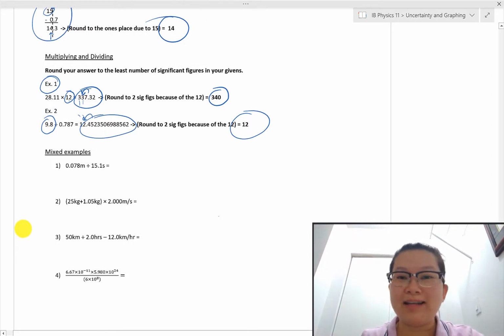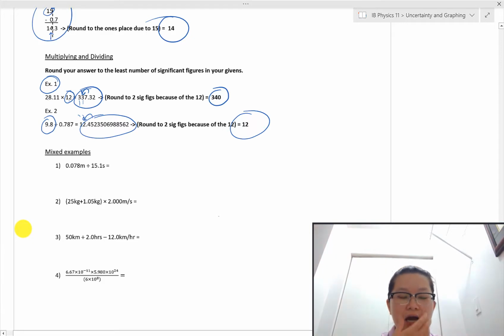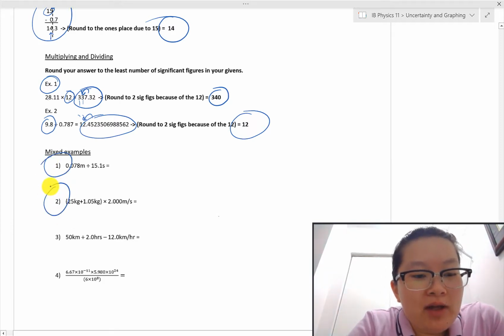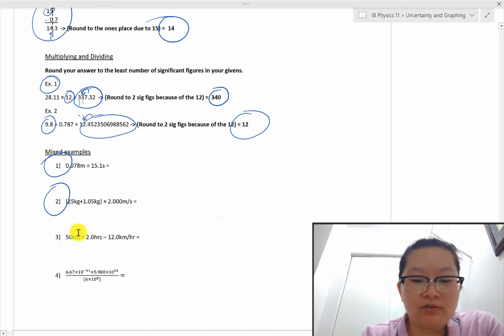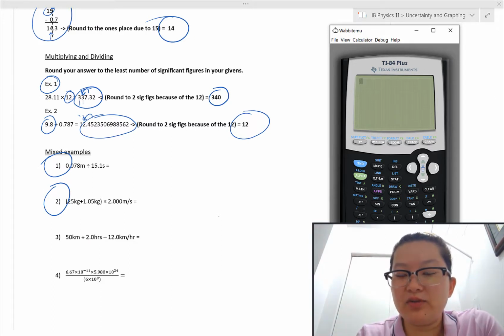Now for some more examples, okay? Some mixed examples where we're dealing with different ones. So let's do a bit of practice. I will do 1 and 2. You do 3 and 4, okay? So for 1, I'm just going to write the number out first. I'm going to write the answer, okay? That could be your first step. If you have no idea what to do with the rounding, at least write the answer down. It means something rather than nothing, okay?